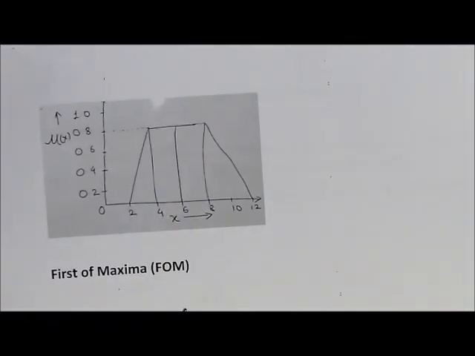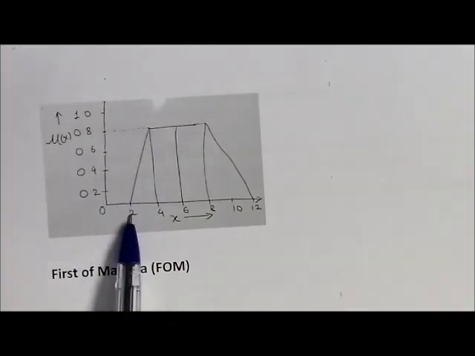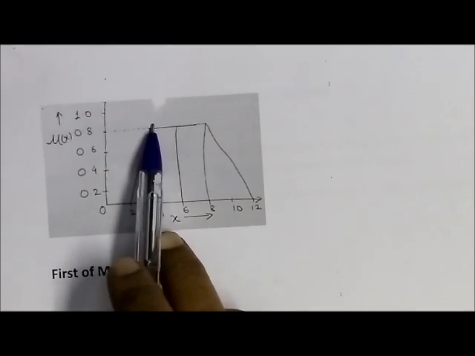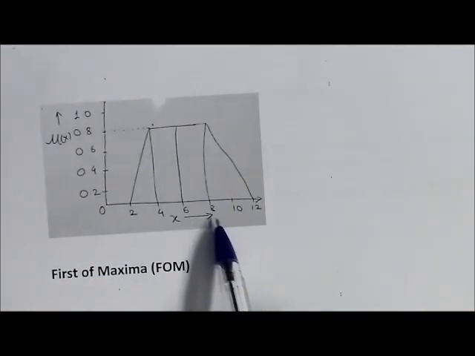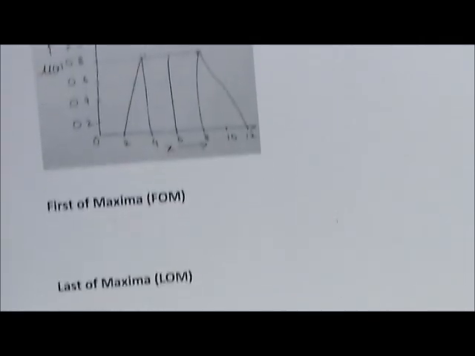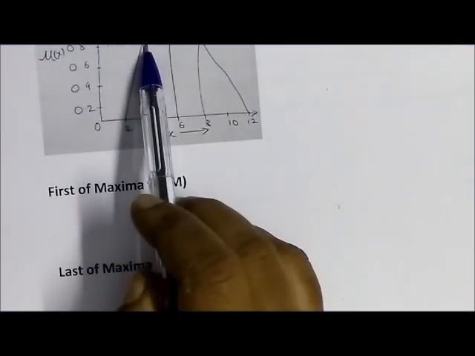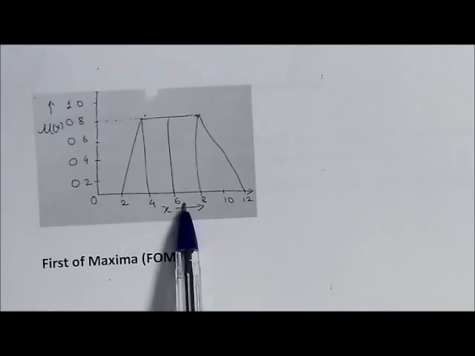Then what we have to do is find the first of maxima. So what is the first of maxima? The first maximum value here is 4. And the last maximum value, see, this is the last maximum value, 0.8. The next one is the mean of maxima. Mean of maxima means here we have 3 points. Among the 3 points, we add these 3 values and divide by 3. So this will be the middle value.